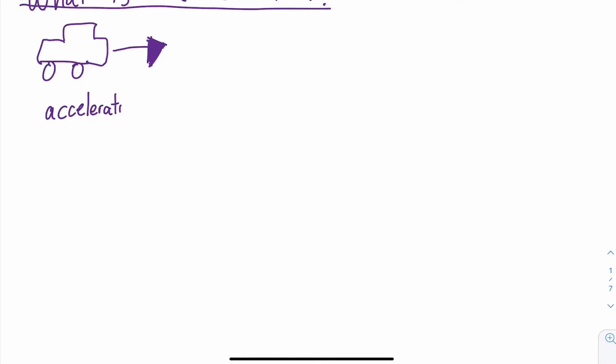Velocity is directional. We already talked about that, right? Velocity is both speed and direction. It is the rate at which displacement changes. That's how we're able to figure out how fast somebody is going and what direction they are going.